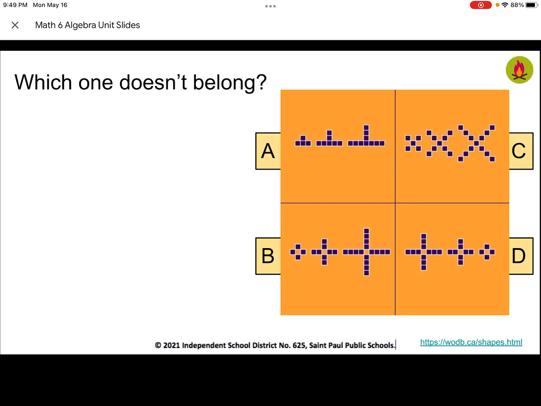So here we go. Which one doesn't belong? Why do you think each one doesn't belong? See if you can come up with a reason why each one doesn't belong. If you're doing this together with the class, you could all just talk about it. You could talk about it with a partner, or you could just do it in your head. There's a reason why each one doesn't belong.